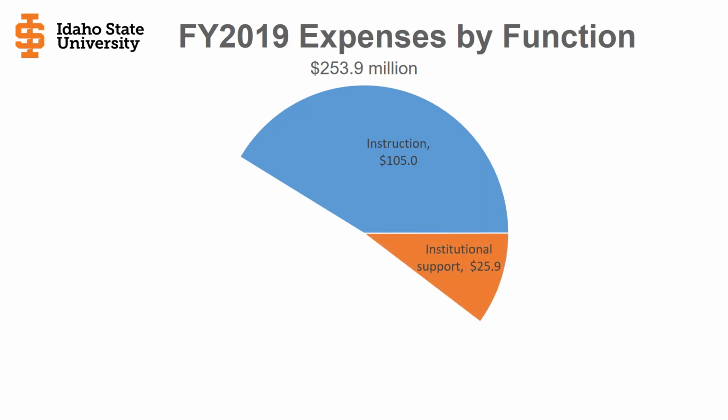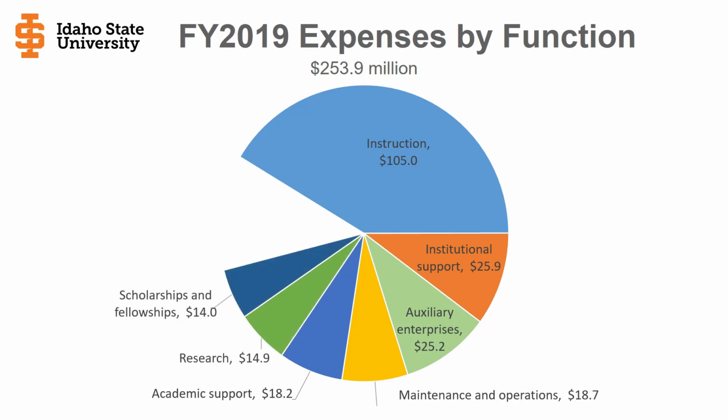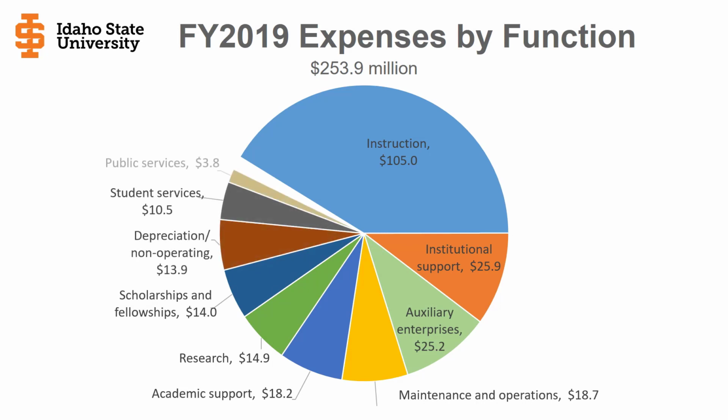Institutional support and auxiliaries each represent 10%. Followed by maintenance and operations and academic support at 7%. Research expenditures, scholarships and fellowships, and depreciation at 5% each, and the remaining 8% is made up of expenditures for student services, public services, and the libraries. In the next 2 slides, we will examine several key expenditure trends by function.